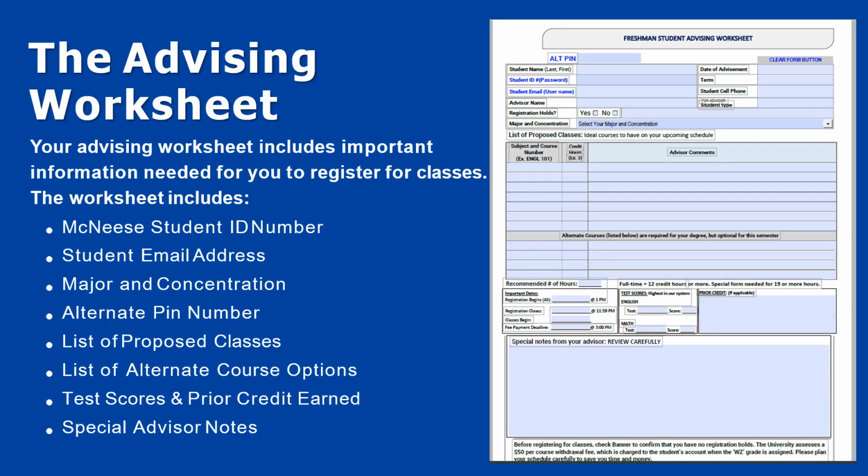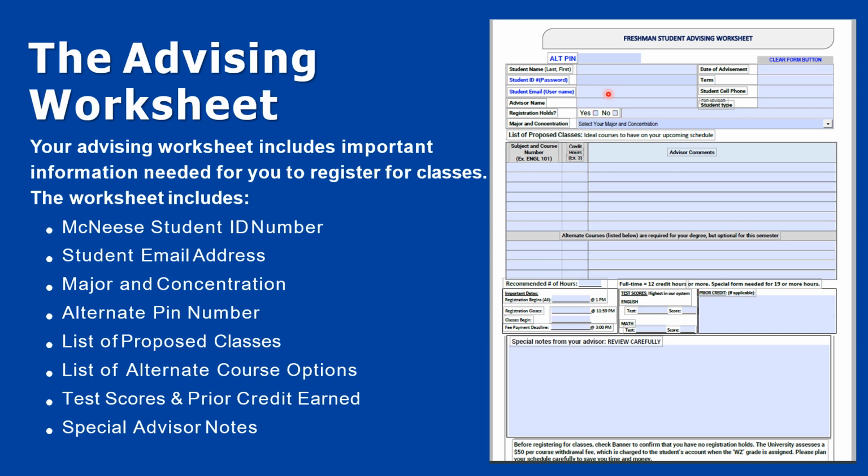The advising worksheet can be found in your folder, and it includes important information needed for you to register for your classes. The worksheet will include your student ID number, which is the second or the third block on the left-hand side. It's listed right next to the word password. Your student email, which will be your username when you log into the Banner system. You'll need this for registration.